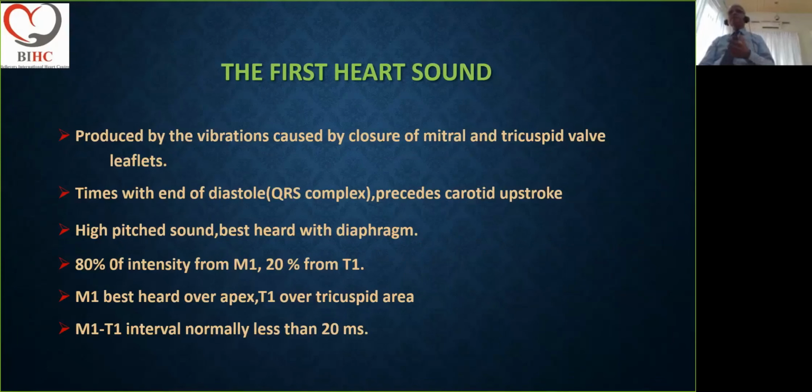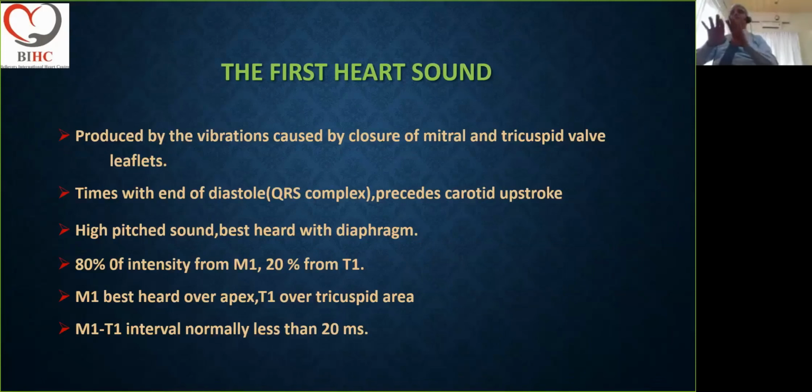80% of the intensity of the first sound is from the mitral component. Let's call it M1. And 20% is from T1. M1 is best heard over the apex beat, T1 over the tricuspid area. The interval between M1 and T1 is less than 20 milliseconds. You need at least 20 milliseconds for our ears to perceive two sounds as distinct. 30 makes it more comfortable, but something less than 20 you're going to hear as a single sound. That is why normally the first sound is a single event.